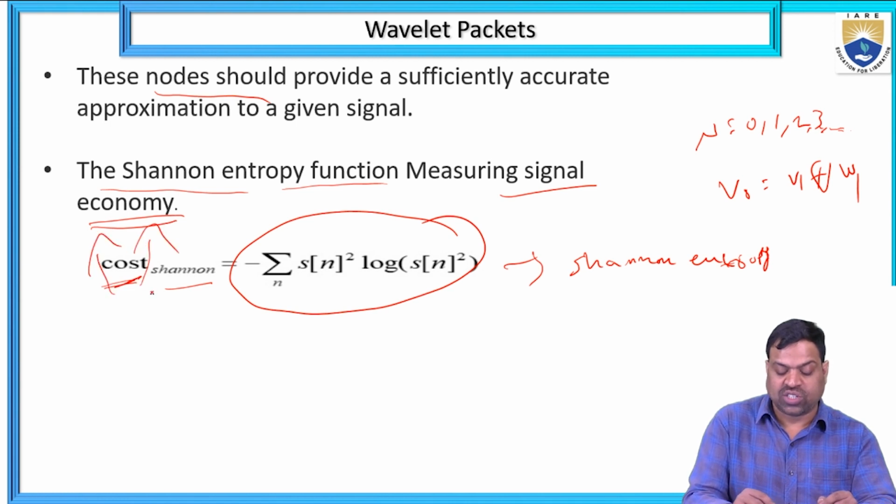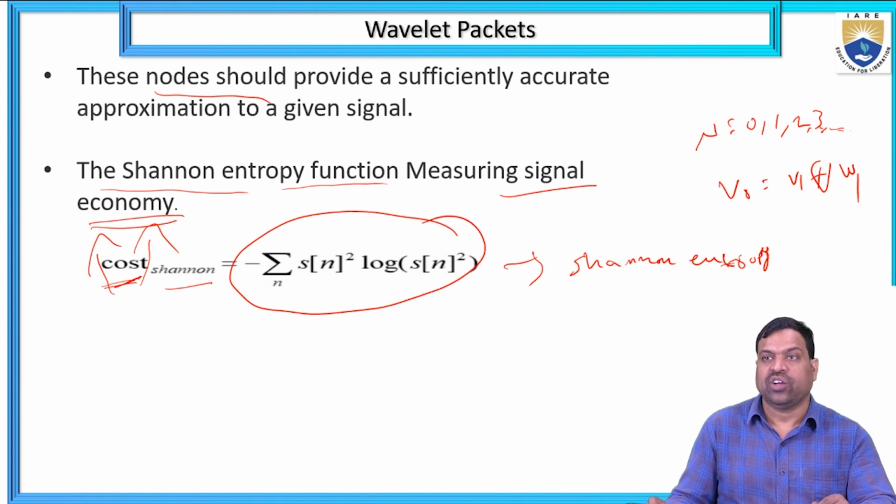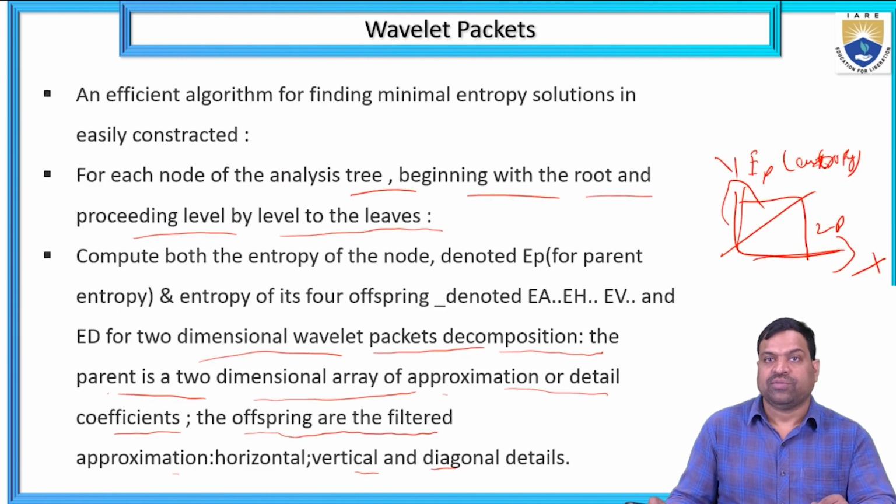The cost of Shannon equals minus the summation over n of s of n squared times log of s of n squared. S is the Shannon entropy and n is the number of functions, n equal to 0, 1, 2, 3, and so on. And there are three kinds of nodes, that is the tree beginning, the root, and the proceeding levels. So these are the computational levels, and EA, EH, EV and ED are the four entropy levels with two-dimensional wavelet packet decomposition of the signal.